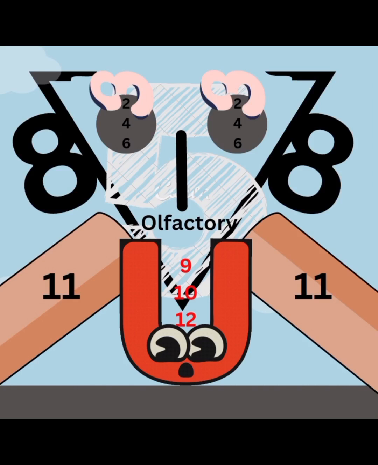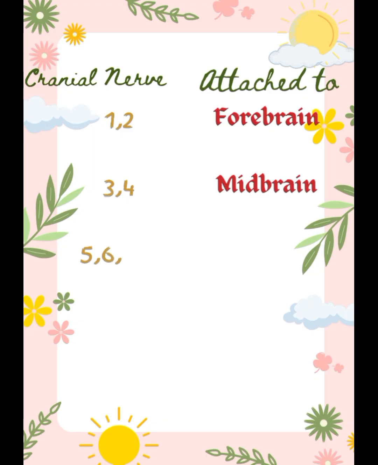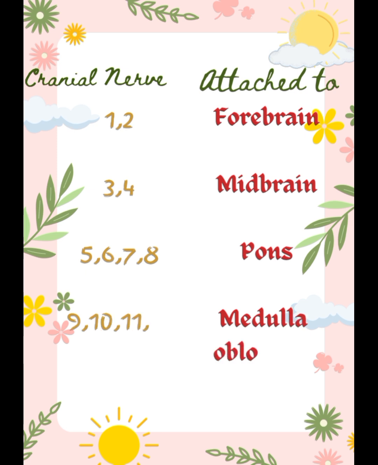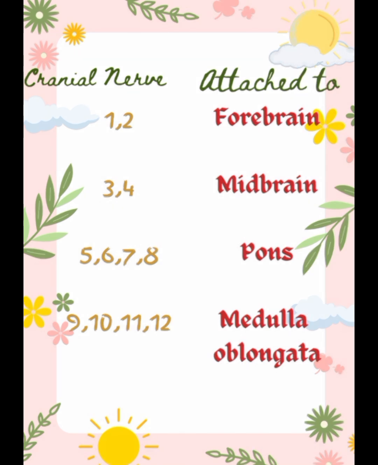Now we'll come to the nucleus or the attachment part. Every nerve is actually attached somewhere in your brain, and from there it originates from a nucleus and then goes to the destination it has to go. So we'll divide all the 12 cranial nerves into 4 parts. First 2 will be 2, 2 and then 4, 4.